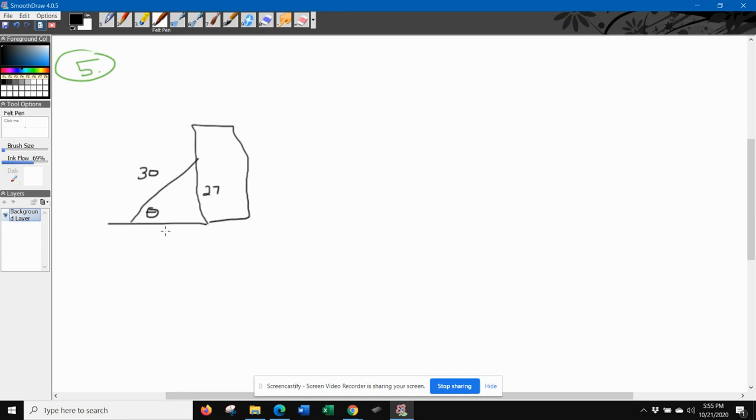The only way we're gonna get this is with some trig formulas. Let's label our sides. If this is theta, this is the adjacent, this is the opposite, and this is the hypotenuse. And what do we have here? Well, for theta, we know the opposite and hypotenuse. Well, that's a sine function. So sine of theta is opposite over hypotenuse.